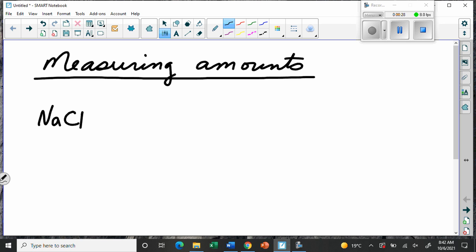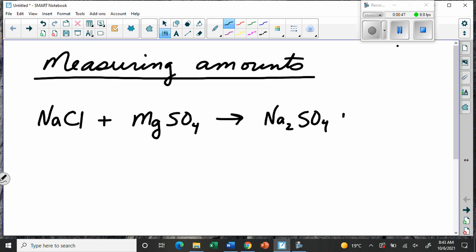reacts with, let's say, magnesium sulfate. Let's just write something here, SO4, there we go. And it's a double displacement reaction, let's say, so it's now sodium sulfate and magnesium chloride. And then we balance this, right? So we balance it by putting a 2 over here, and then that fixes everything up.